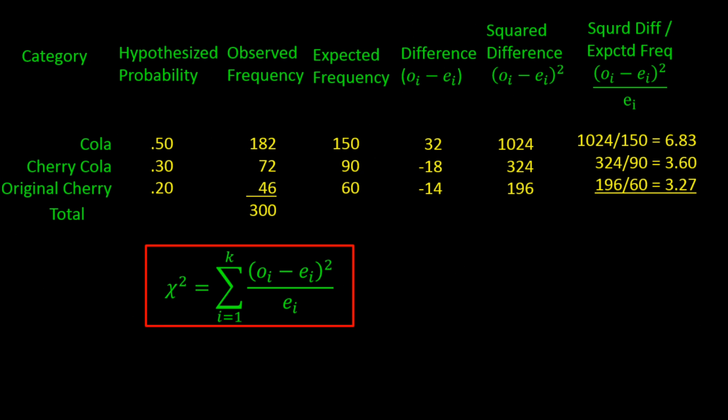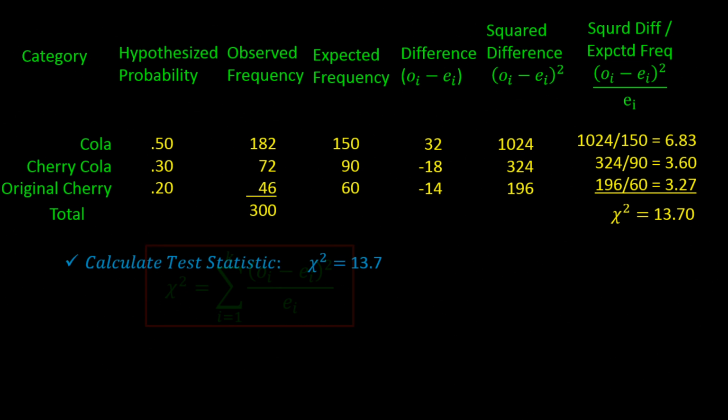Now, if you remember the chi-square formula, there's a big capital sigma or summation sign at the beginning of the formula. So we need to sum all these numbers to get chi-square. And we get a chi-square equal to 13.7. So we are done calculating our test statistic, 13.7.